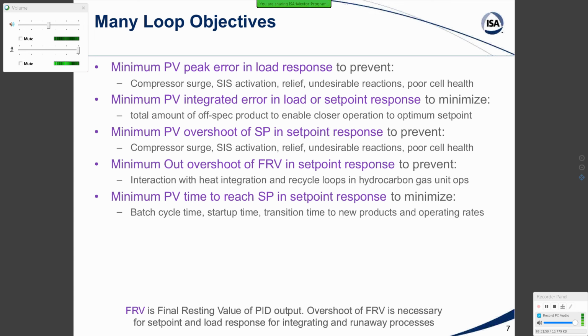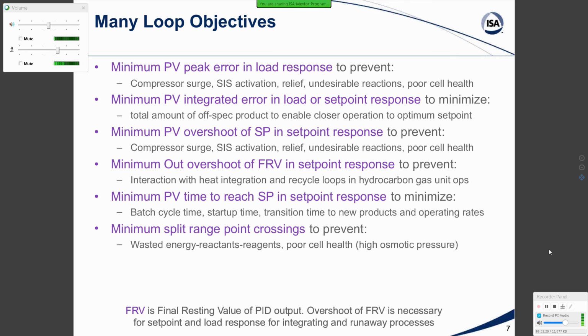So for me, the minimum PV time to reach set point and set point response was important, but that's not the case, certainly not for bioreactors, because like I say, from a million cells, it may take 2 weeks. And if it takes 25 more minutes to reach that point, that's inconsequential in terms of batch cycle time. In fact, their holding batch is much longer than probably they need to, so there's probably more opportunity there.